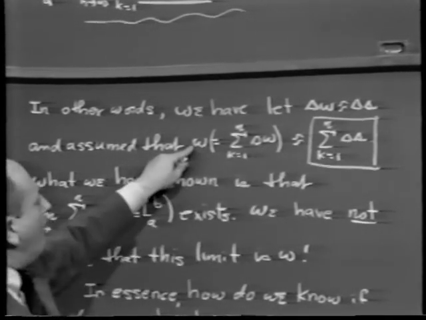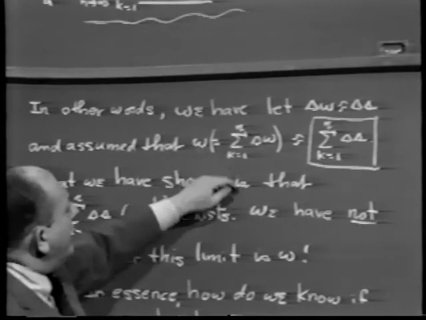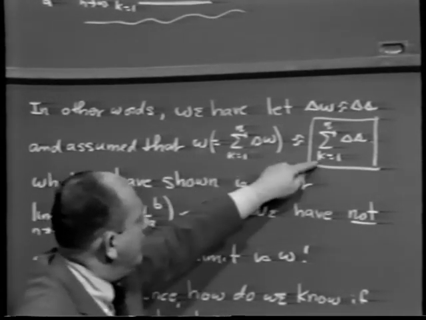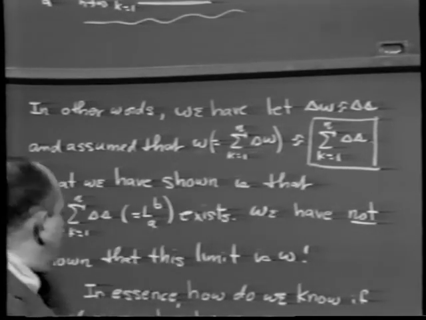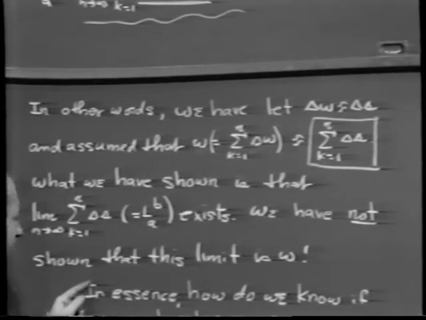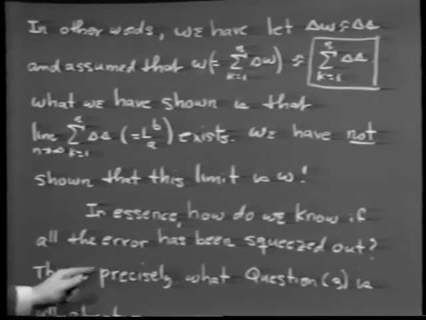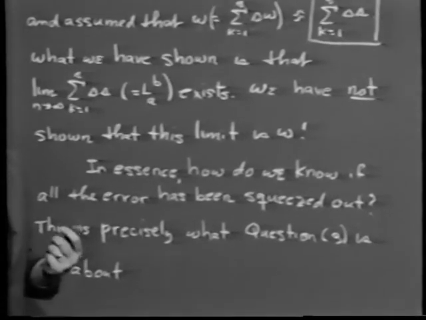was W itself. Intuitively you might say, look, if I put the squeeze on this, doesn't this get rid of all the error for me? We haven't shown that we've gotten rid of all the error. In essence, how do we know if all the error has been squeezed out? This is precisely what question 3 is all about.